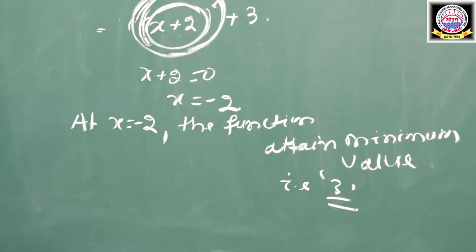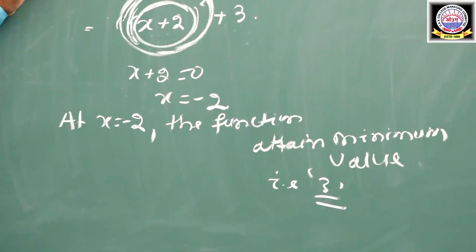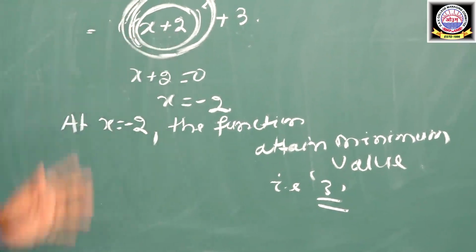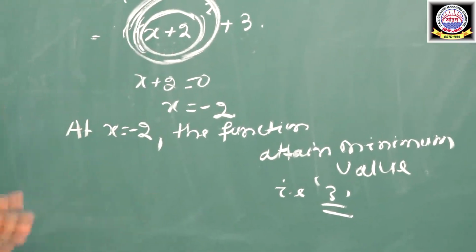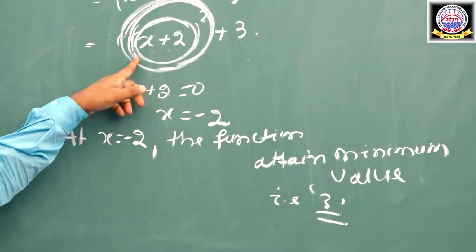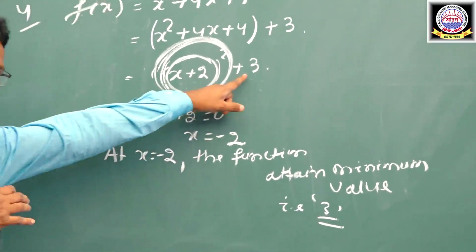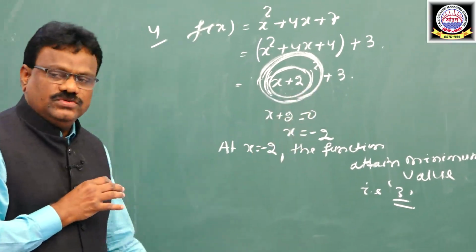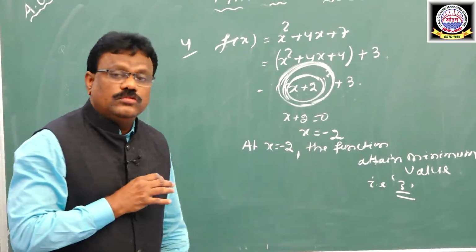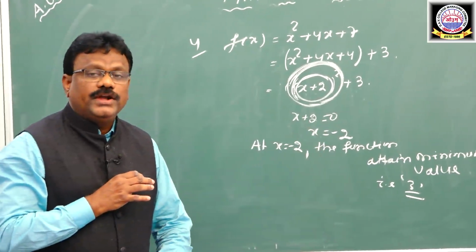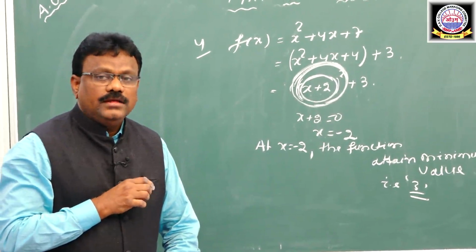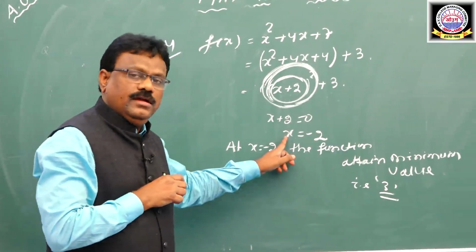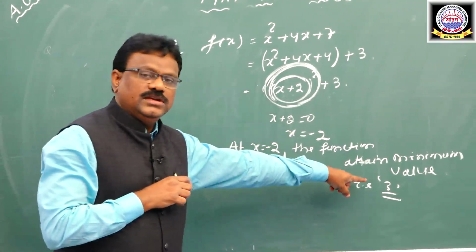So, my dear students, once again you see the example. It is a polynomial function. I converted it to something complete square plus something. And it clearly indicates that the minimum value of the function is 3 and that value is attained at x is equal to minus 2. So, x is equal to minus 2 is called the point of minima, where the function attains the minimum value, and the minimum value of the function is 3.